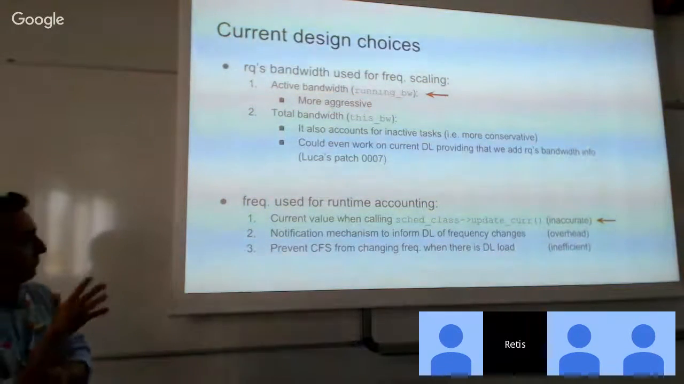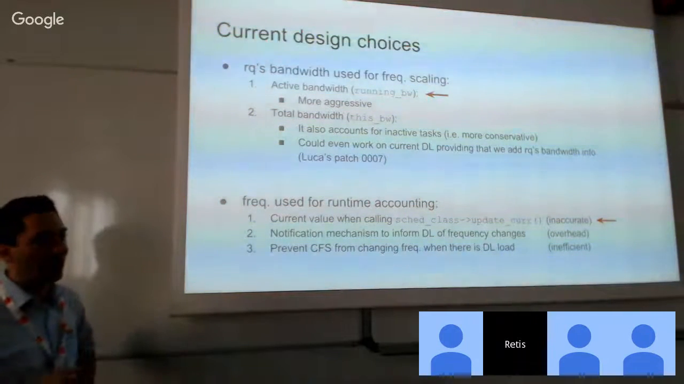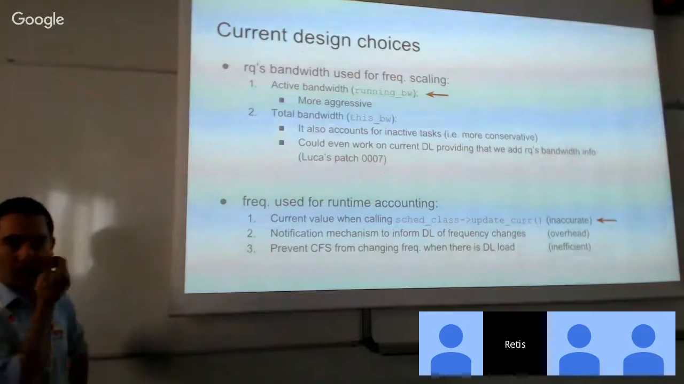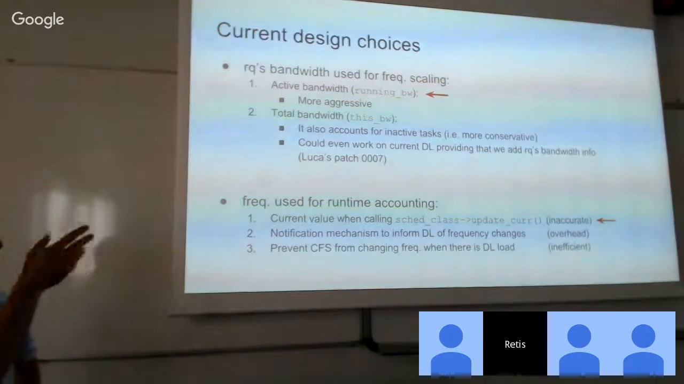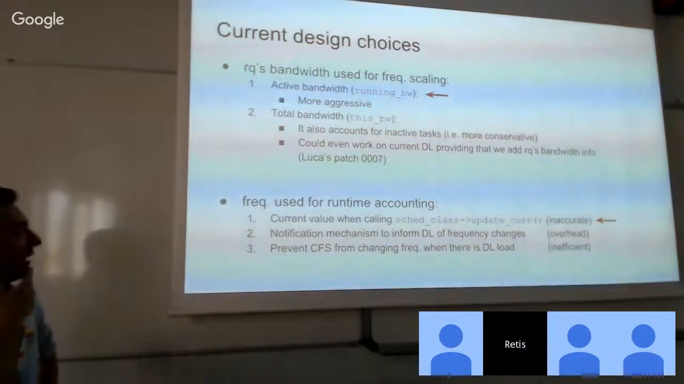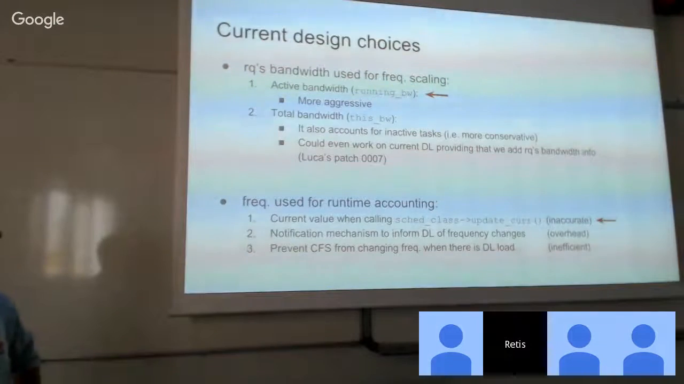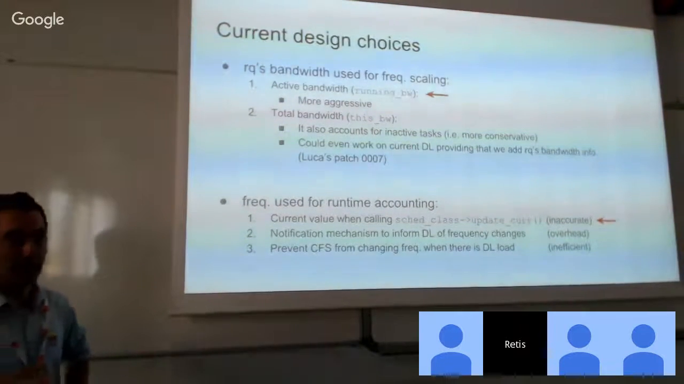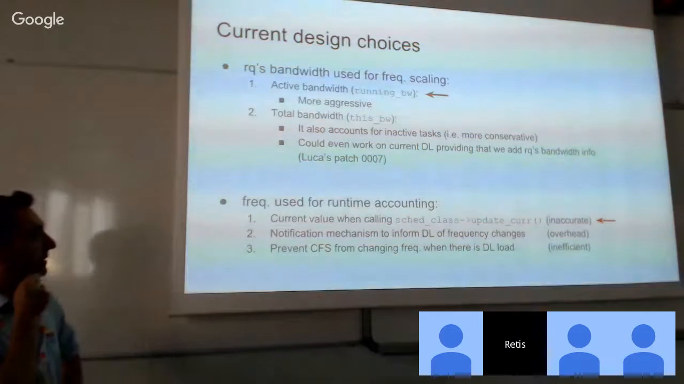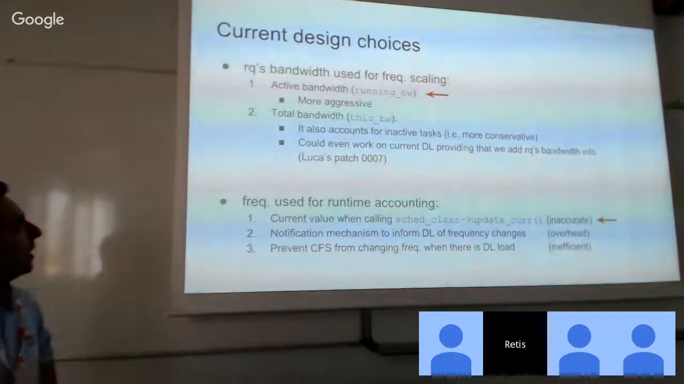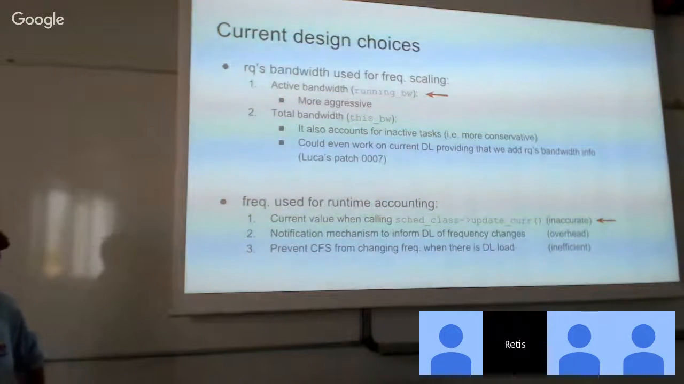So we can decide which one to use to set the frequency of the CPU. If we go for the active bandwidth, we actually implement the GRUB-PA algorithm, which is more aggressive because you can reclaim the bandwidth of all tasks that enter the inactive state. So you can have a lower CPU frequency.